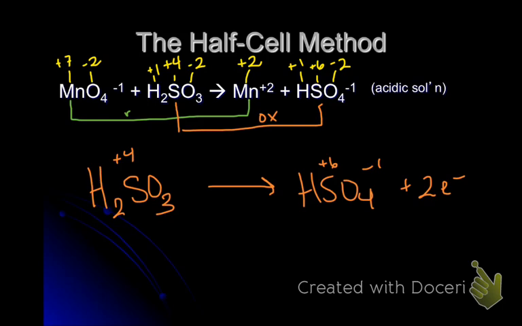Okay, now I'm going to go ahead and do the same thing for the reduction portion. So for my half reaction for the reduction portion, I'm going to take that whole MnO4 minus 1 out. And then over here on this side, which is kind of weird, but it's fine, the entire species is just Mn plus 2.